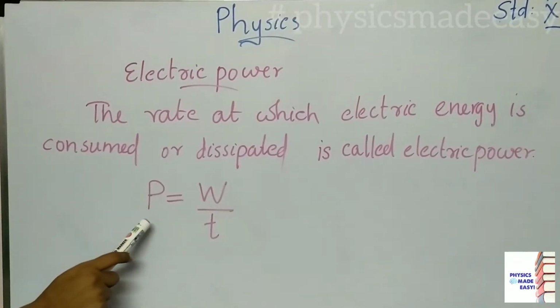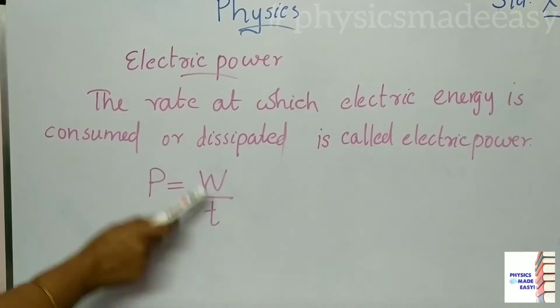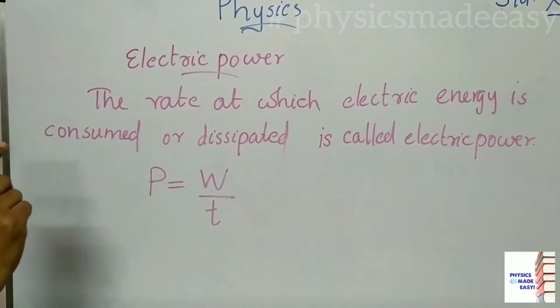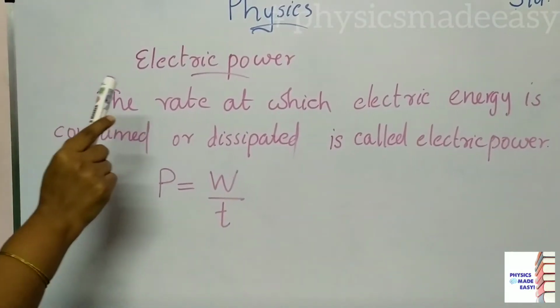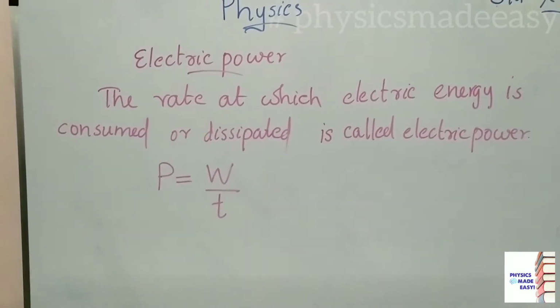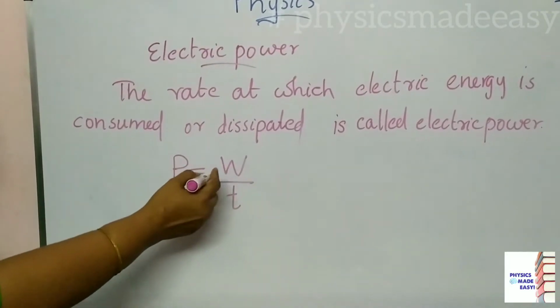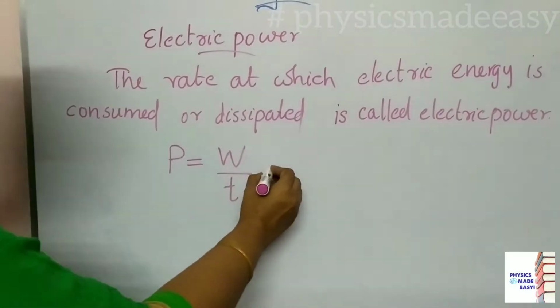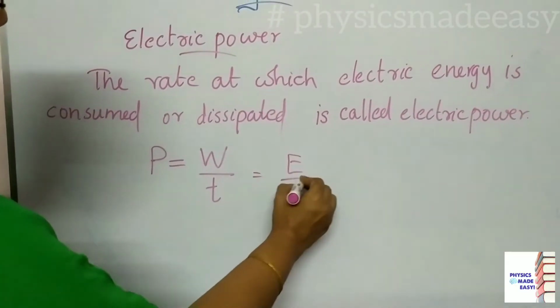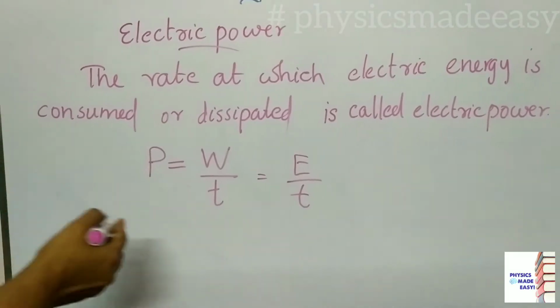Here you can see the equation P is equal to W by T. Same equation you can see here. Then how to define electric power? The rate at which electric energy is consumed or dissipated is called electric power. So instead of work done W, here we can write E by T also. You know work done is equal to energy. So we can write P is equal to E by T.